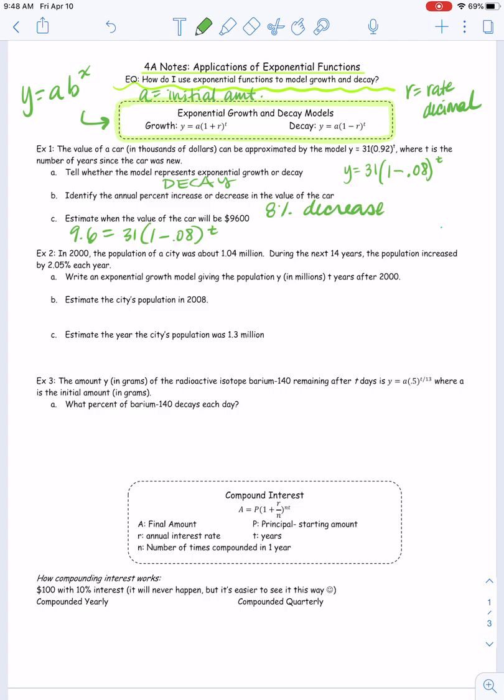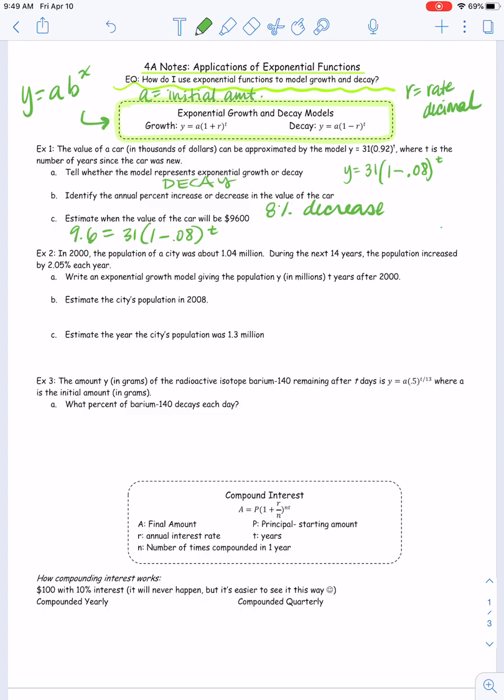Or if you're using Desmos, or if you have a TI calculator, whatever the case may be, you would want to graph this. You'll graph this in two different ways. On the TI, you can graph one of your equations as y equals 31 times 1 minus 0.08 raised to the x power. The other equation that you could put in is just y equals 9.6.